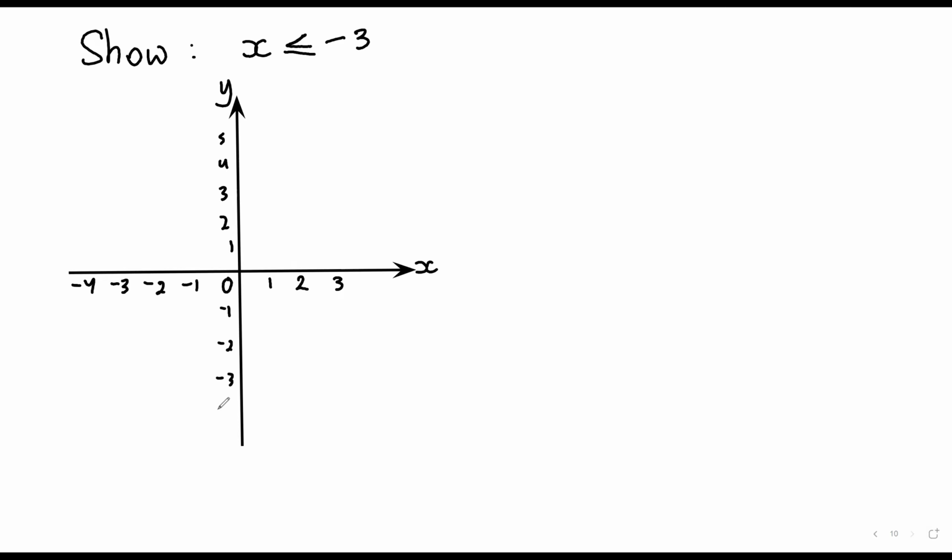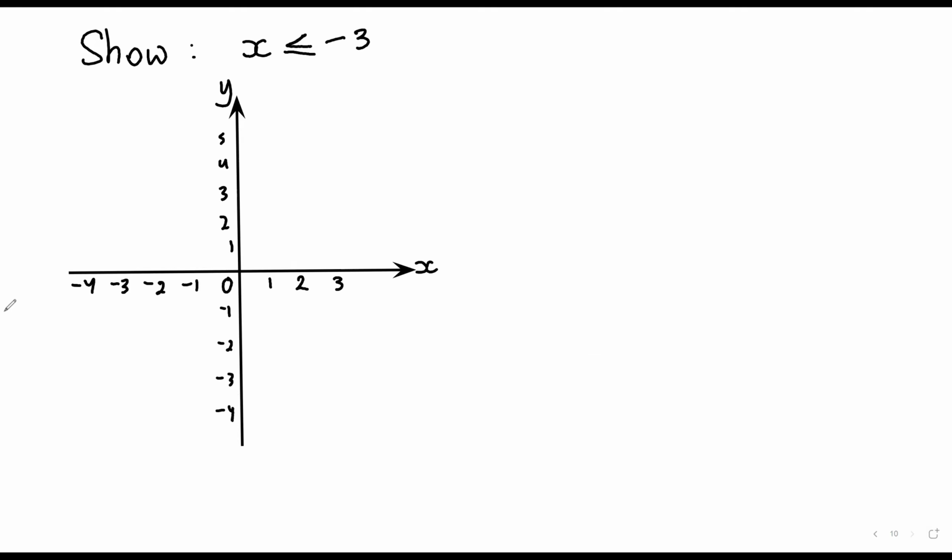So this is your y-axis here, this is your x-axis. Let's say I wanted to show x is less than or equal to -3. My origin is here, 0, 0. To the right, I have my positive numbers. To the left, I have my negatives: -1, -2, -3, -4, and so on. Above the x-axis, y is positive, and below the x-axis, y is negative.